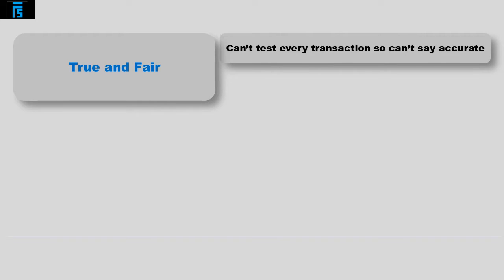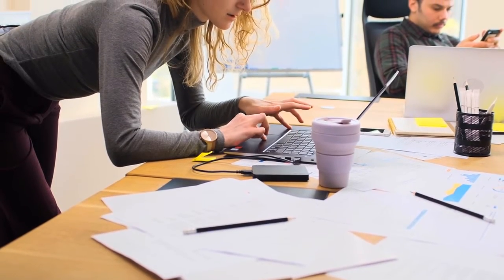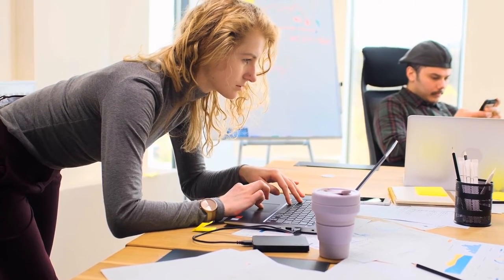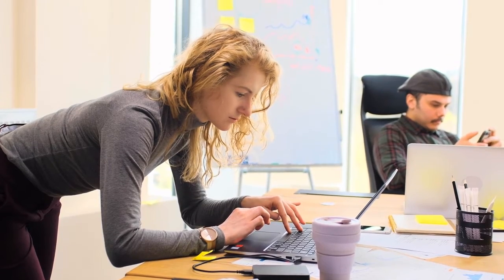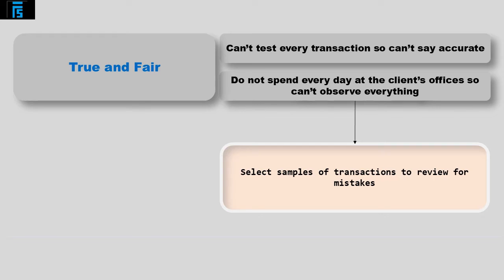To define the term true and fair, we must first understand that the auditor cannot say the financial statements are accurate. The reason for this is that the external auditor does not review every single transaction in the financial statements, nor do they spend every day at the client's offices and production site observing every single process being carried out. The time the auditor has to complete an external audit means they should take a snapshot of the client's transactions and systems and controls. It is from this snapshot that they form an overall opinion on the financial statements. We say that the auditor reviews the financial statements on a sample basis, as they select samples of transactions to review rather than test them all.